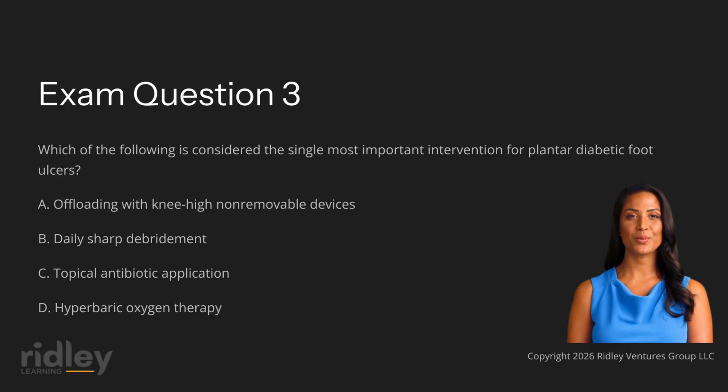Question 3. Which of the following is considered the single most important intervention for plantar diabetic foot ulcers? The correct answer is A, offloading with knee-high non-removable devices. Rationale. International guidelines, including those from the International Working Group on the Diabetic Foot, consistently identify offloading as the cornerstone intervention for plantar diabetic foot ulcers.